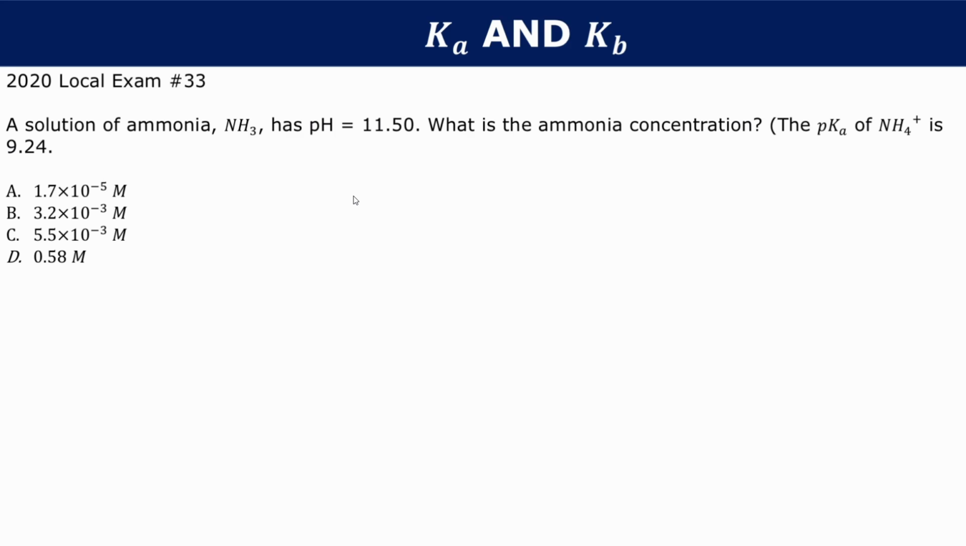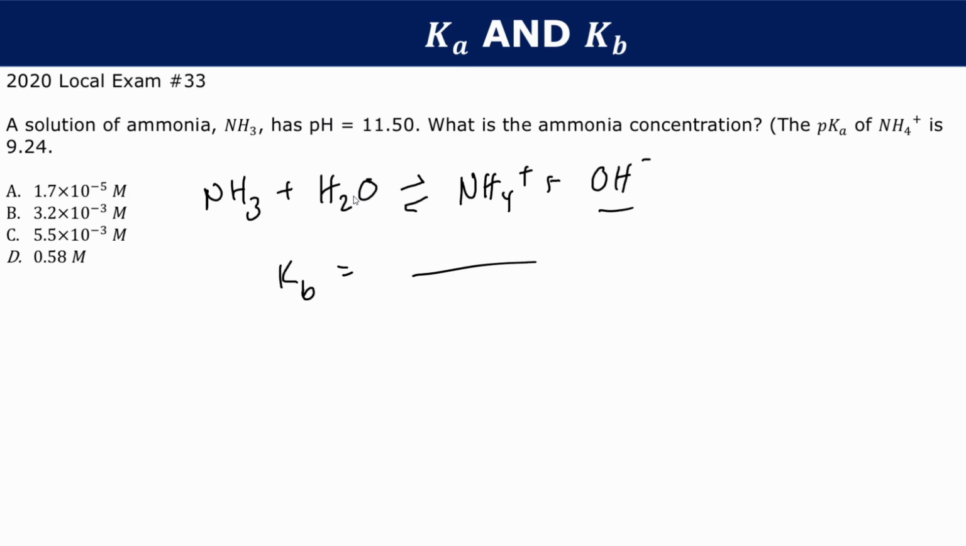So we know that we have NH3. And NH3 is going to react with water to produce NH4 plus, and it's also going to produce OH minus ions. And using the information that we're given, we can determine a Kb value. So we know that this can be a Kb value since we're producing OH here. And so our Kb value is going to be the concentration of NH4 plus times the concentration of OH minus, and that's going to be over the concentration of NH3.